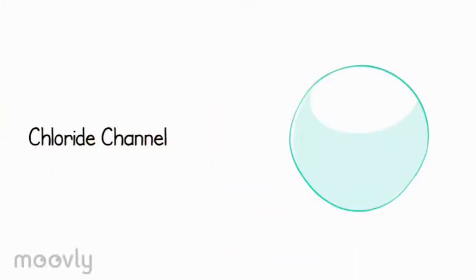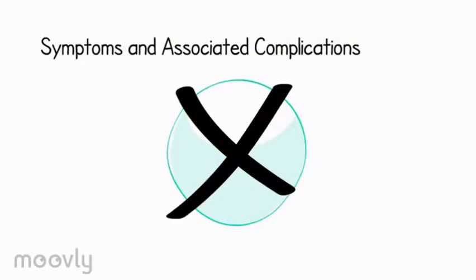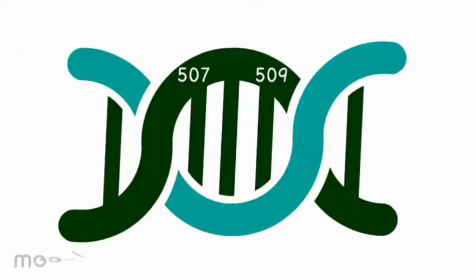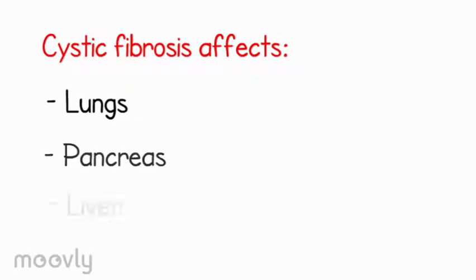The purpose of this channel is to pump ions in and out of the cell. The symptoms and associated complications of cystic fibrosis are caused by the dysfunctional CFTR protein channel. The most common mutation, observed in most patients, is the deletion of the phenylalanine in position 508 on the CFTR gene. This inherited disease mainly affects the lungs, pancreas, liver, intestine, and sinuses.